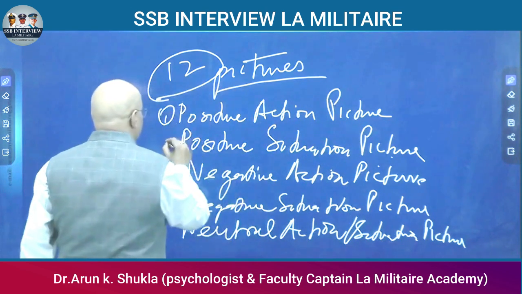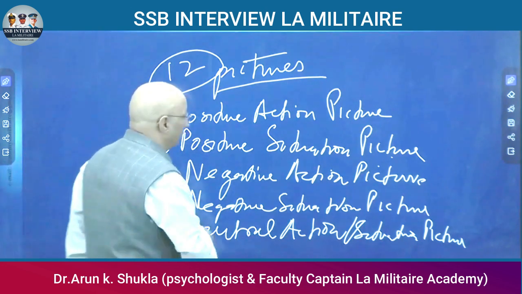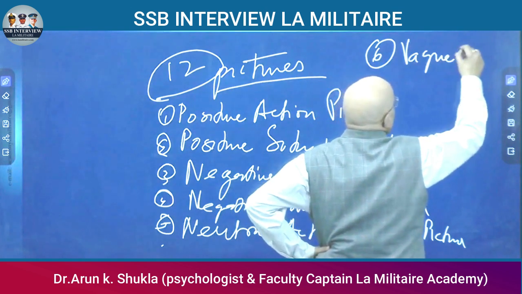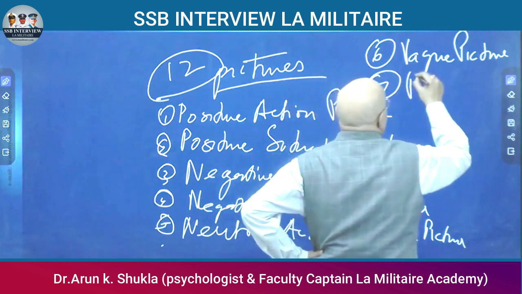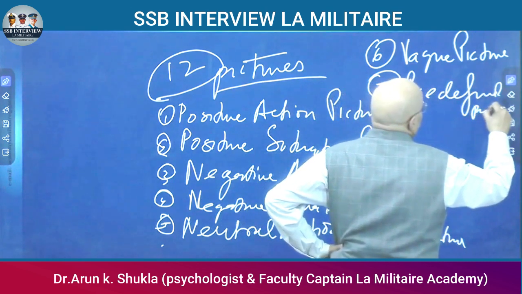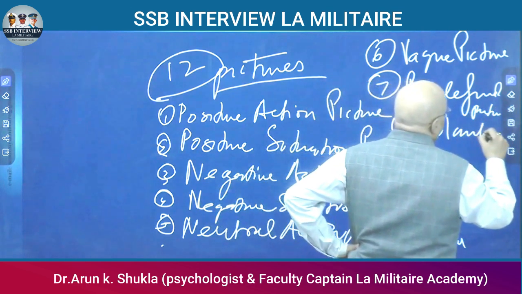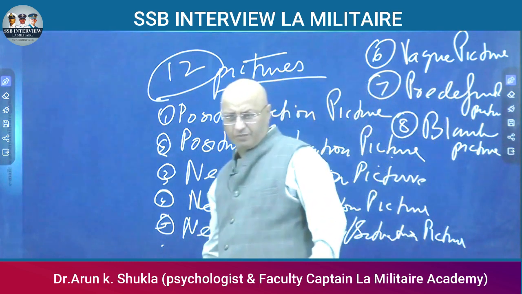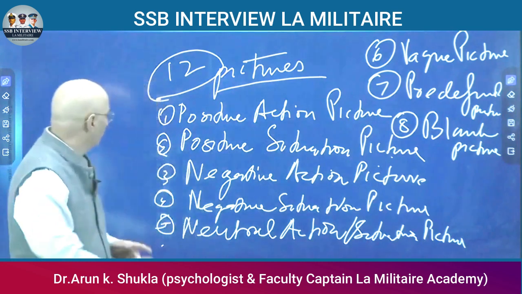How many have you done? 1, 2, 3, 4, 5. Right? Then we can go for number 6, which is vague picture. Then you got 7th, which is predefined picture. And number 8, blank picture. Now let's cover these 8 stories. You getting the point? You will get a lot of ideas from this.